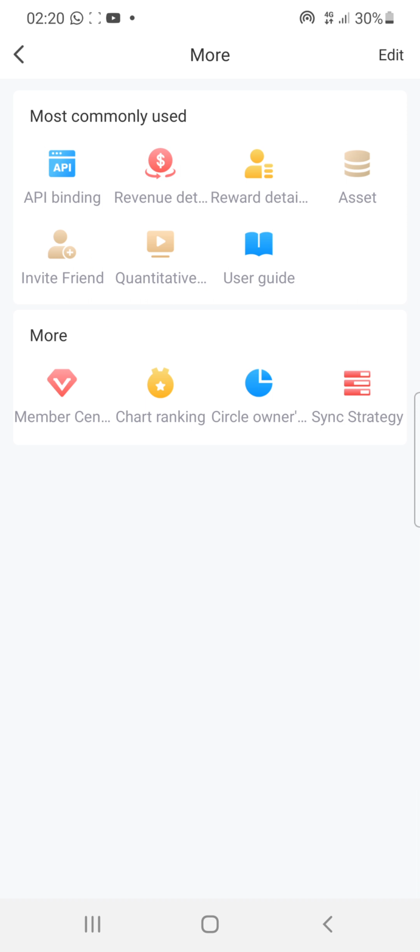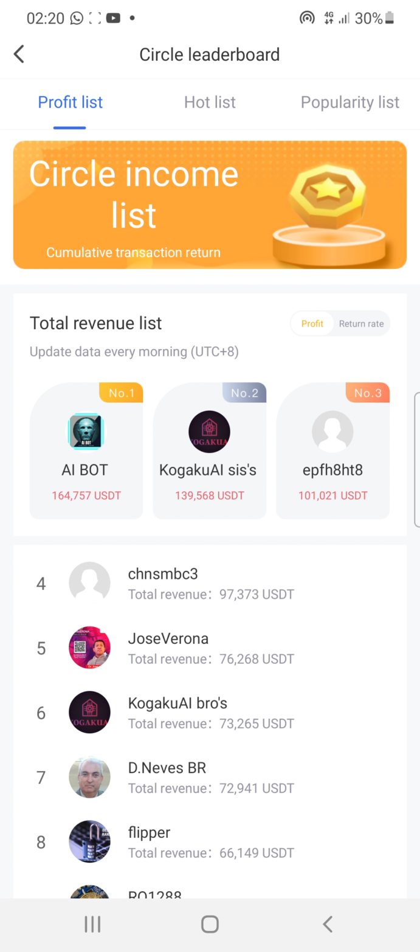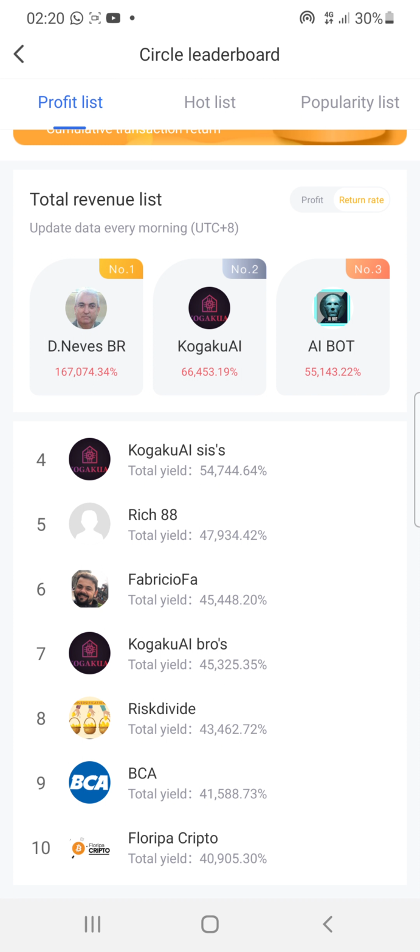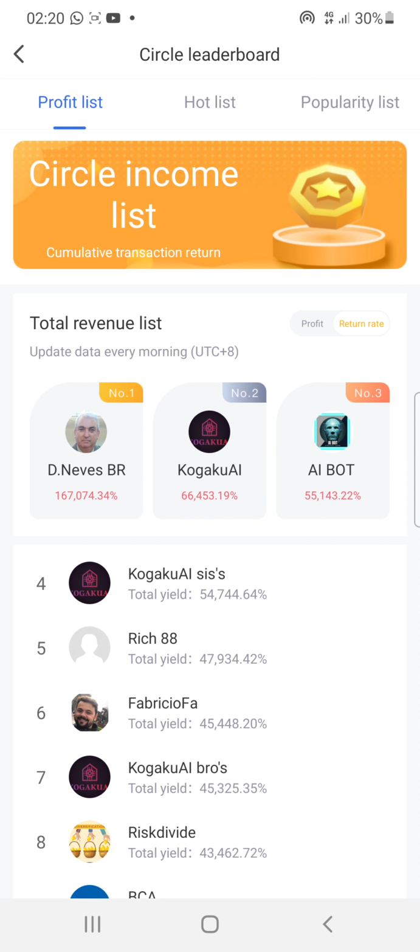Okay, next we have what we call the chart ranking. In the chart ranking, we have the master traders, both by profit and return rate. So we can see those that are performing so well in return rate, and those that are performing so well by profit. You can always pick any and use it to synchronize your strategy.